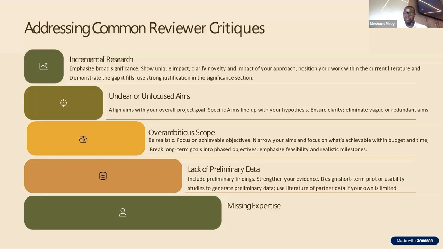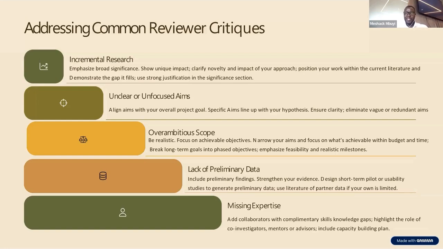So from time to time, you will realize that in your applications, you're partnering with another university, another research institution. If they have data that they have generated, you can actually include it when you're responding to resubmit. Maybe you missed out and you did not include that data, and in your own institution you don't have it. Then you can ask your partners if they have that data or literature, and they can provide it.